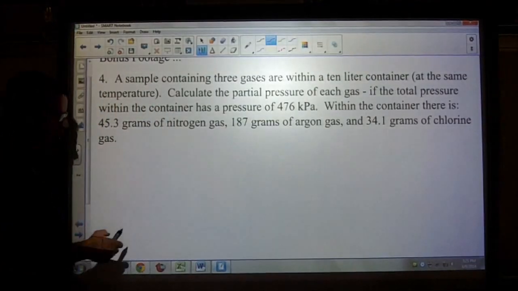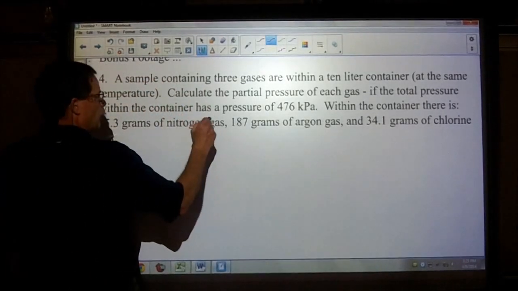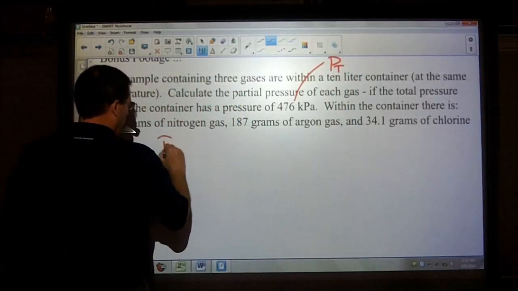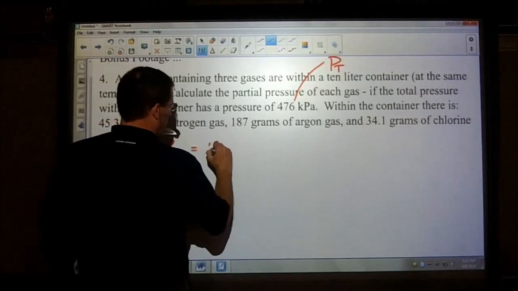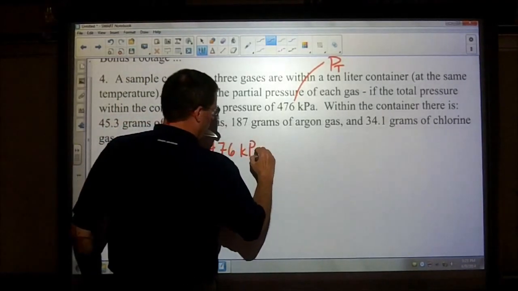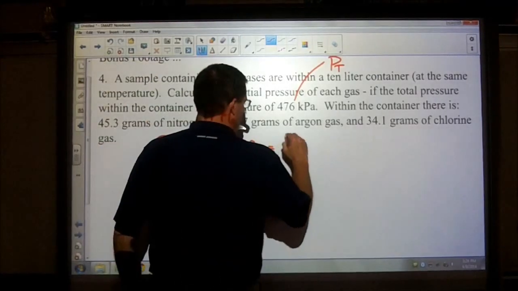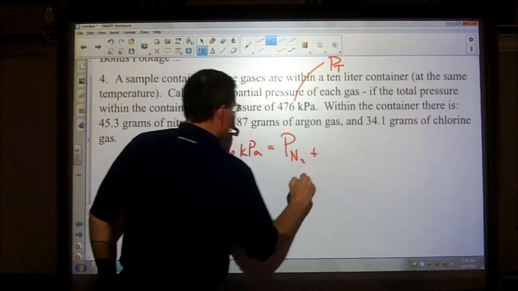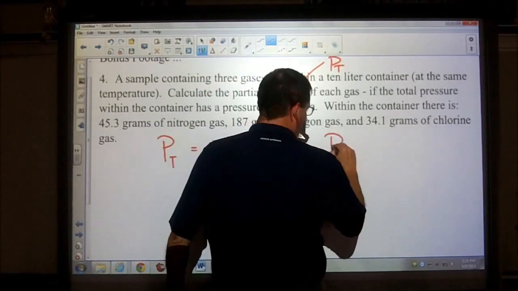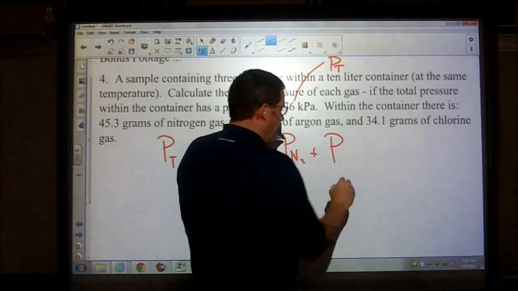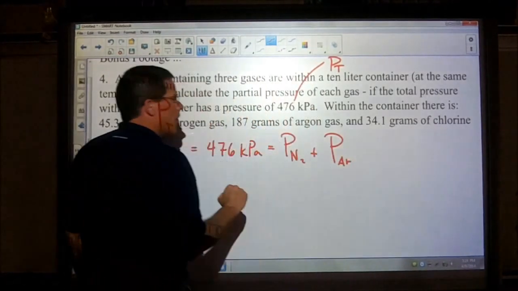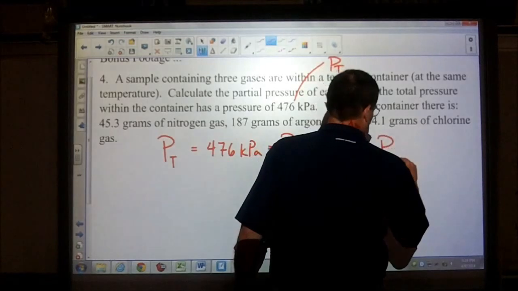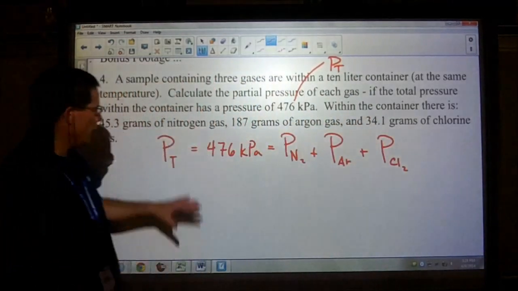So what we want to write down or take note of is that the total pressure, PT, is equal to that. So our total pressure, which is equal to 476 kilopascals, is equal to the partial pressure of nitrogen gas, of argon gas, and argon ends in ON, not gen or ein, so it's just Ar, and chlorine gas. So chlorine ends in the INE, so Cl2. Okay, so that's what our equation looks like.